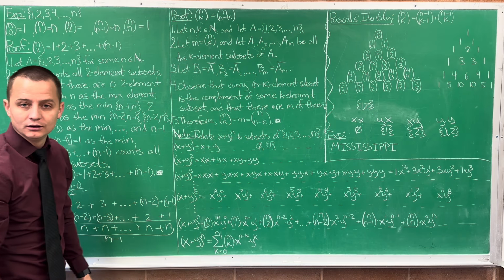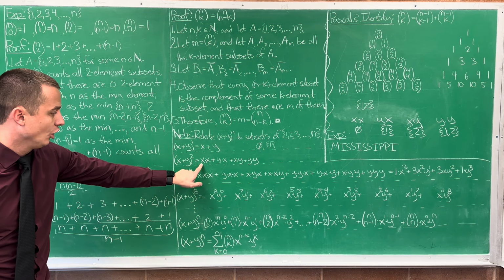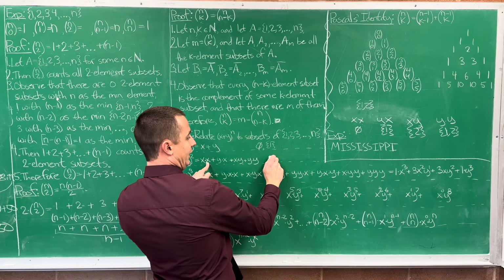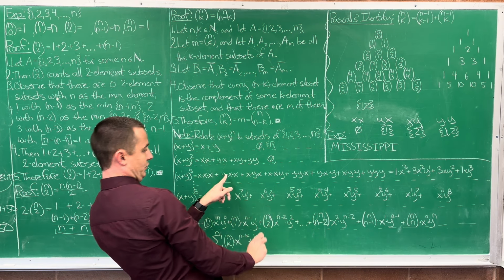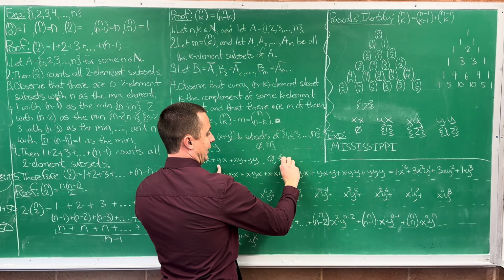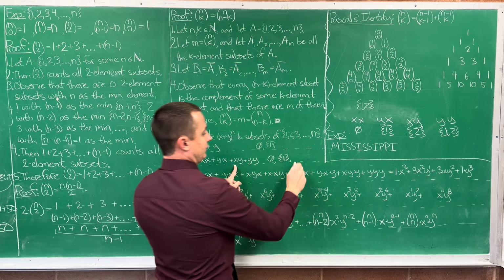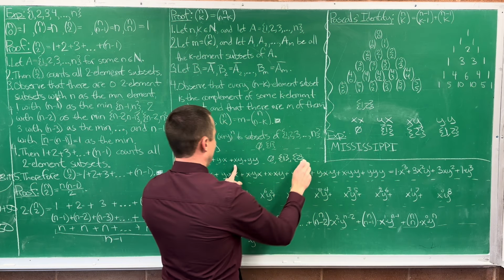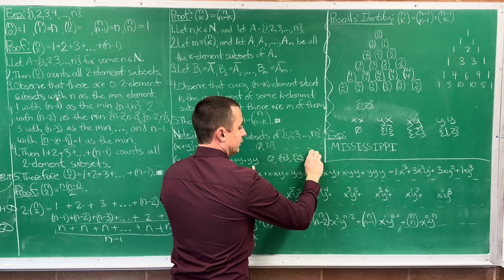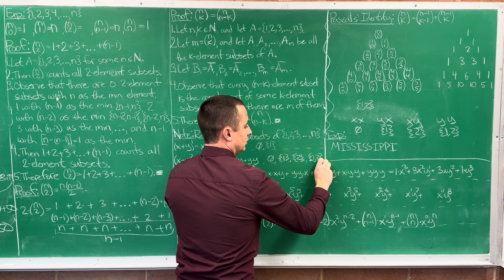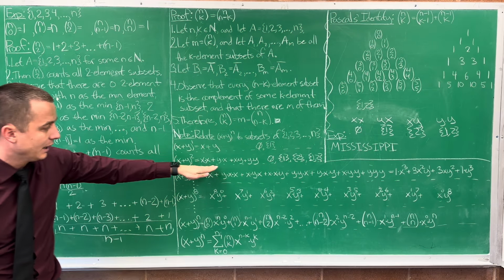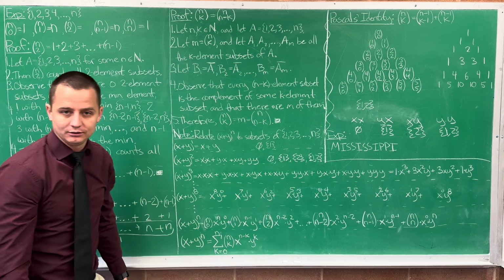And so x, x: don't include the first, don't include the second. That's exactly what we meant by the empty set. Include the first, not the second, that was 1. Include the second, not the first, that was 2. And then include them both, that was 1, 2. So I can think about that as counting all those subsets.